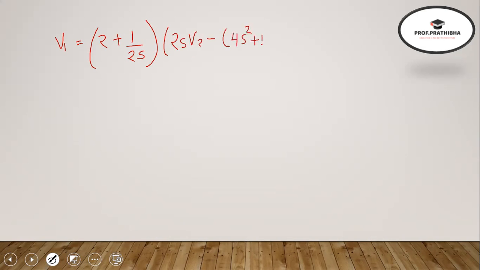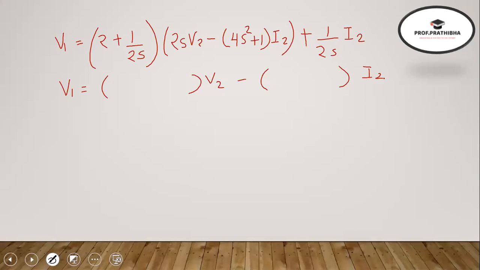So when you substitute, you should get V1 is equal to 2 plus 1 upon 2s times, now that I1 has to be substituted, that is 2s V2 minus 4s square plus 1 times I2. This has to be substituted, plus 1 upon 2s times I2. So substituting, we will get V1 equal to something. So please check this times V2 minus this much times I2 and tell me what you are getting, because that essentially will give us the matrix which we will write as A1, B1, C1 and D1.